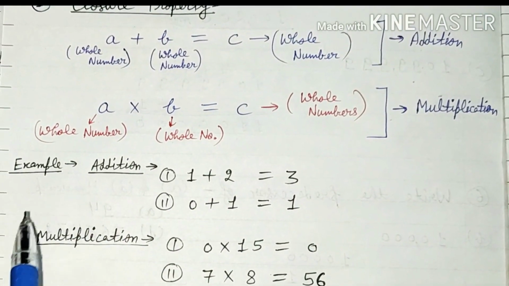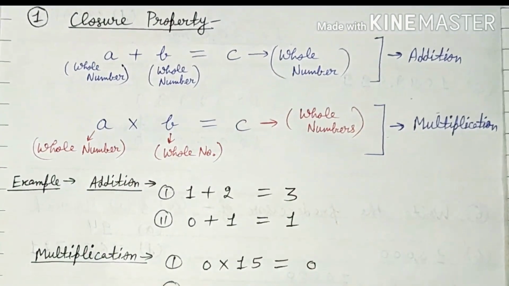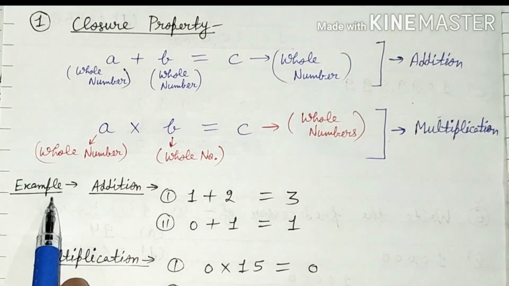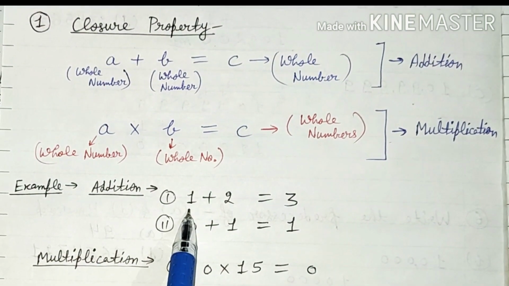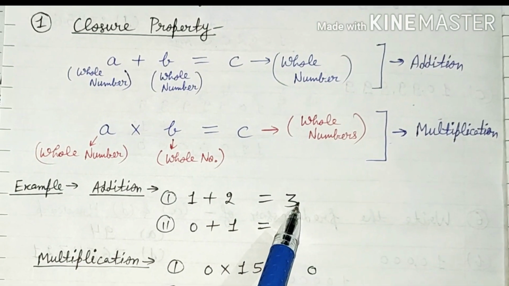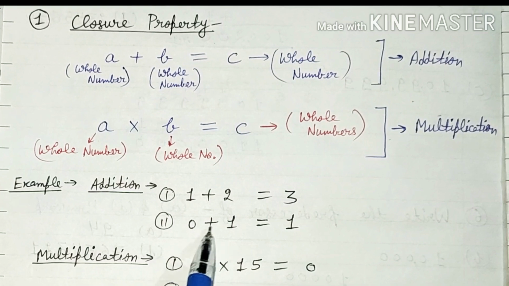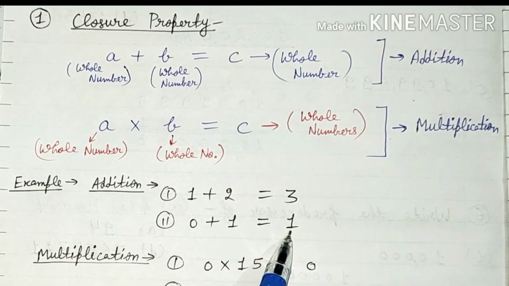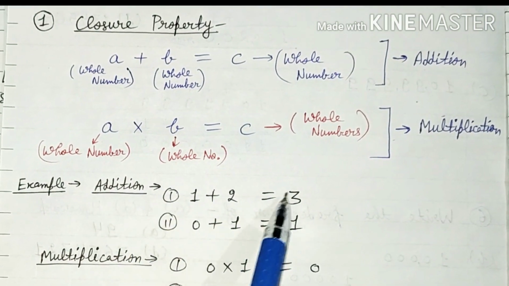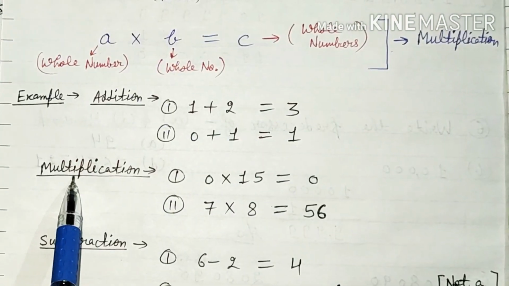Now let's understand these expressions with the help of examples. First one, for addition. When we add 1 plus 2, we will get 3, which is a whole number. When we add 0 and 1, we will get 1, which is also a whole number. So this shows closure property of addition.